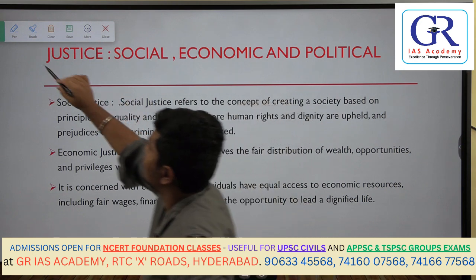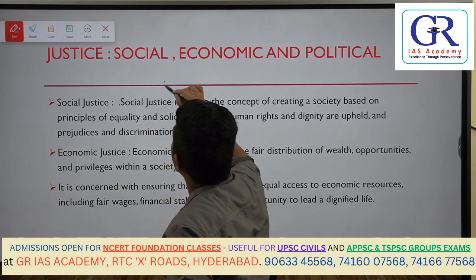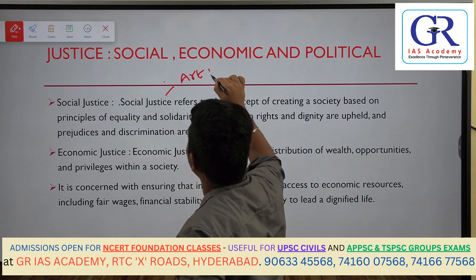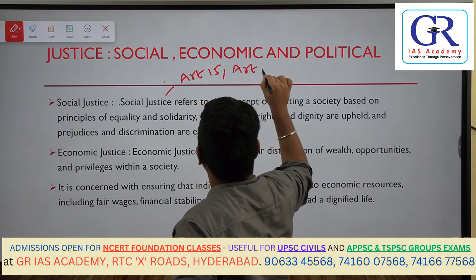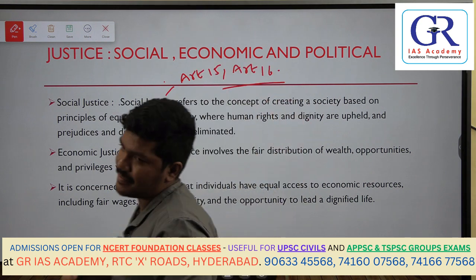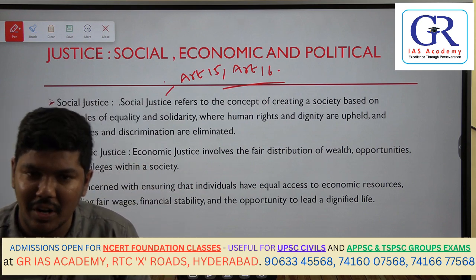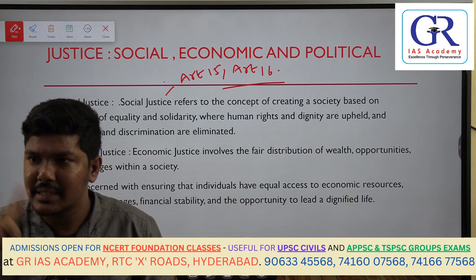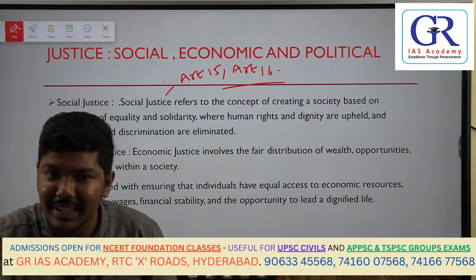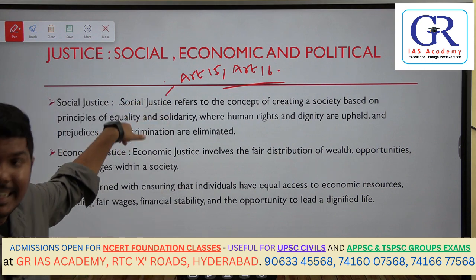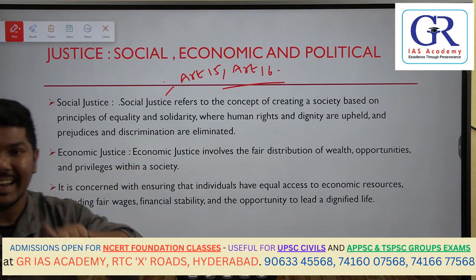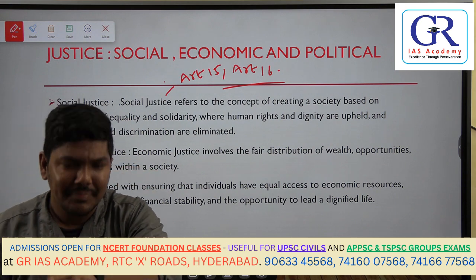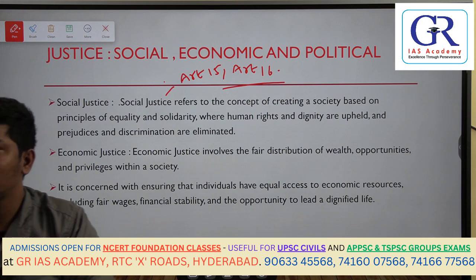For example, article number 15 and as well as 16 of the Constitution, again don't worry about the articles. With respect to public employment, if the government is telling you, you are so and so caste, so no, you are not eligible to apply, then it violates social justice. And at the same time, there are some exceptions as well. What are those exceptions?